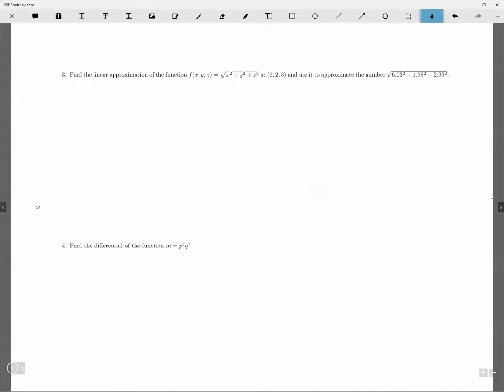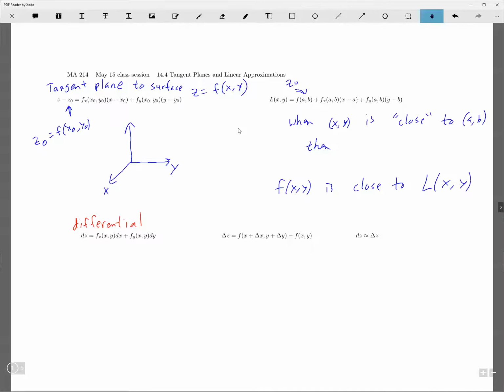Okay, number 3. Find the linear approximation of this function at 6, 2, 3 and use it to approximate this number here. Okay, so I guess the easiest thing is just put this in the calculator, but you're not allowed to do that. You're supposed to do it using the linear approximation of this function. Okay, and that is the linearization.